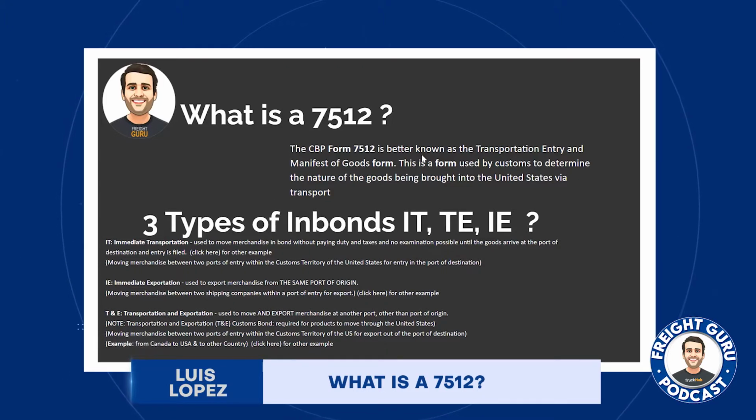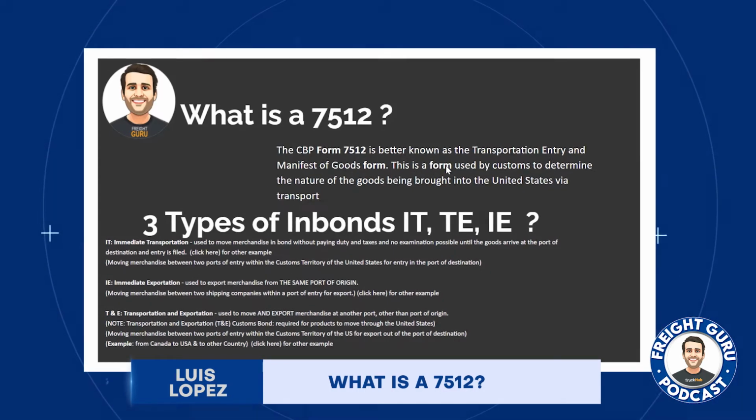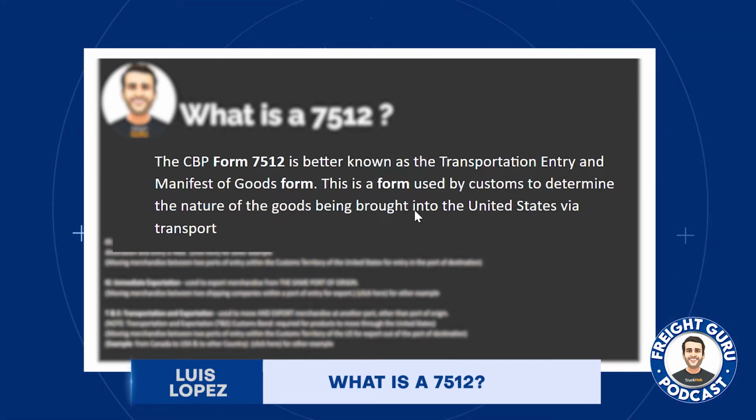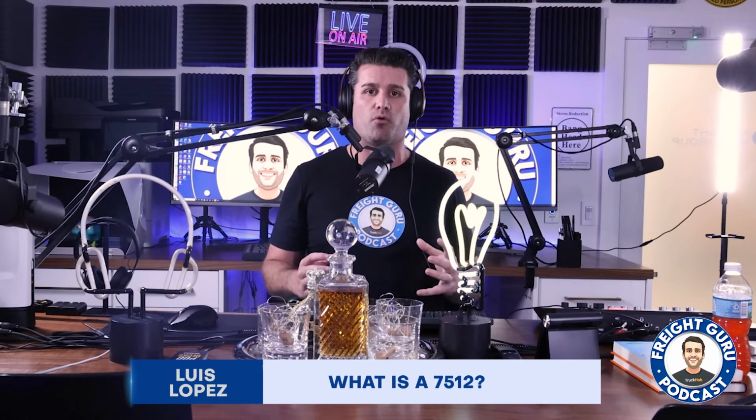What is a 7512? The CBP Form 7512 is better known as a Transportation Entry and Manifest for Goods form. This is a form used by customs to determine the nature of the goods being brought into the United States via transport. There are three types of 7512s you can utilize in Smart Border.